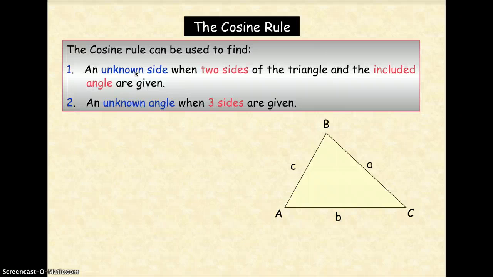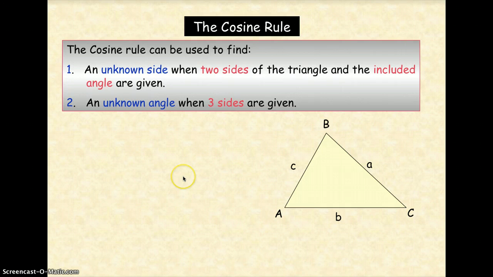When can you use the cosine rule? You may use the cosine rule when you're trying to find the unknown side when two sides of the triangle and the included angle are given. And you may use the cosine rule to find the unknown angle when three sides are given.